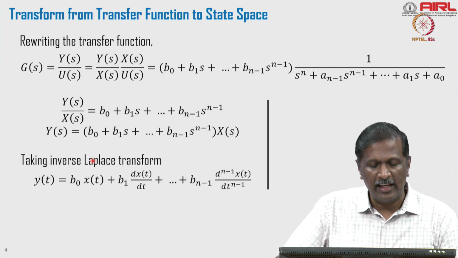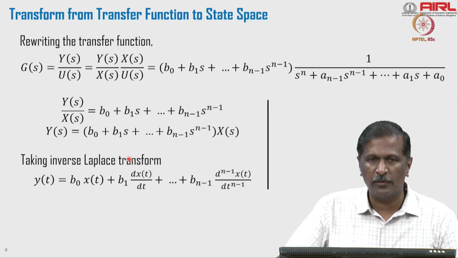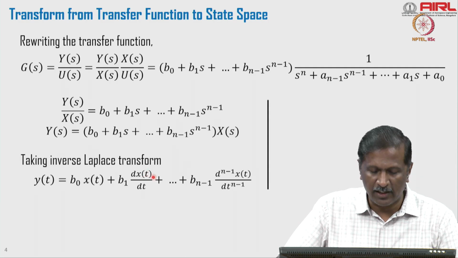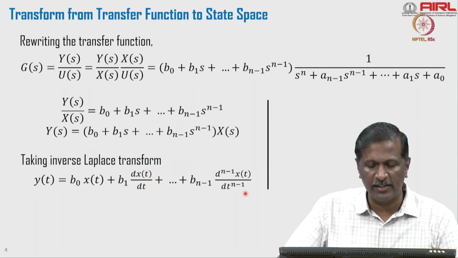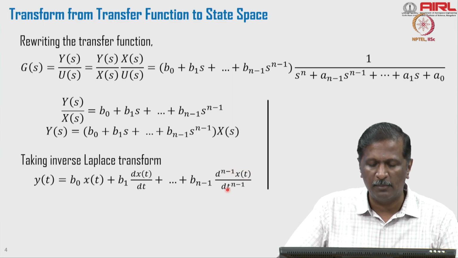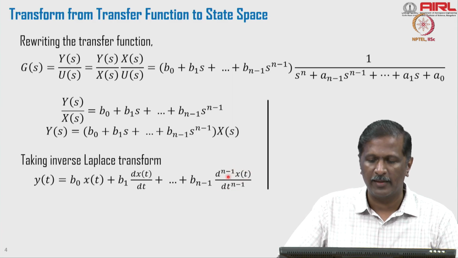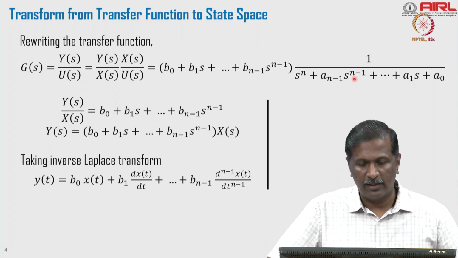Now I am taking an inverse transform. So I am going to write y(t) is b_0 x(t) + b_1 x dot(t), that is dx(t)/dt, up to b_{n-1} d^{n-1}x(t)/dt^{n-1}.